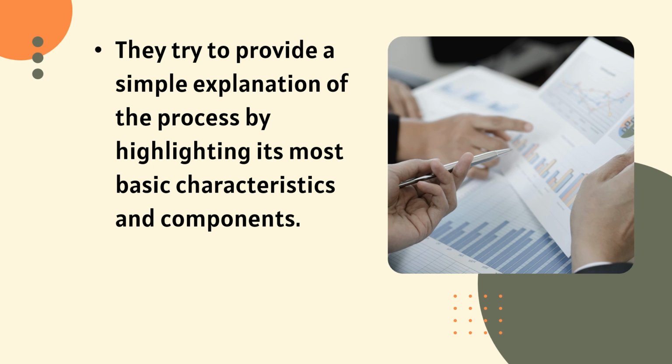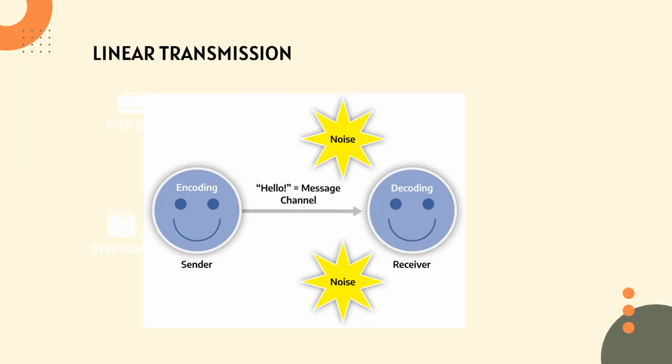These models are trying to provide a simple explanation of the process by highlighting its most basic characteristics and components. It's actually a graphical representation, and it is highlighting the components by giving all the process involved in communication. Let's analyze linear transmission at first. Linear transmission is a kind of linear way or graphical representation of a message.